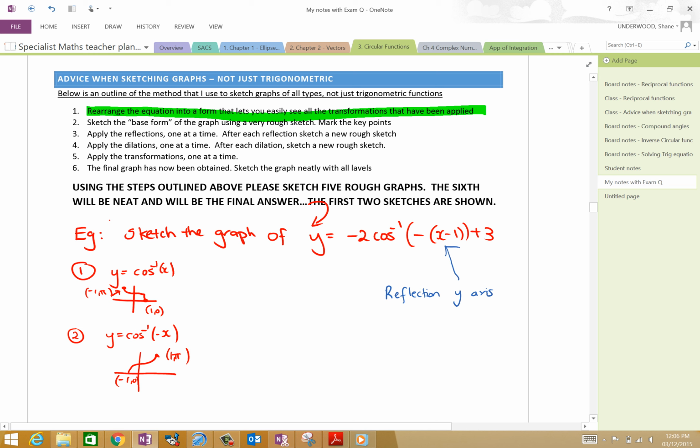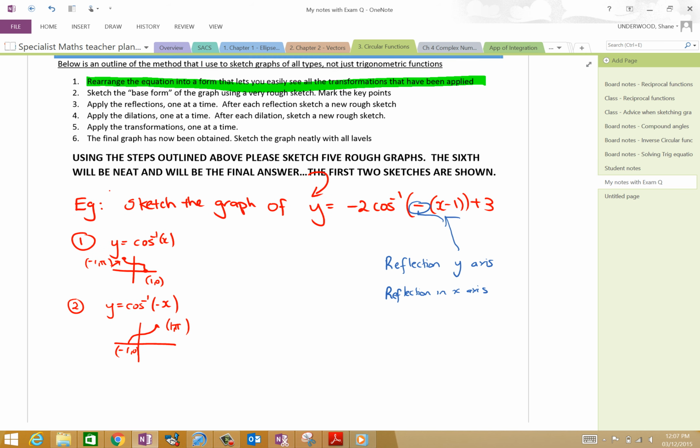Now that's over here, of course. And we also have a reflection in the x-axis, don't we? Now, what's also happening? What's happening with that 2 at the front? There's a dilation. Dilation parallel to what axis? Parallel to the x-axis, yes. Up and down though, of course. So we're looking at dilation this way of 2, isn't it?